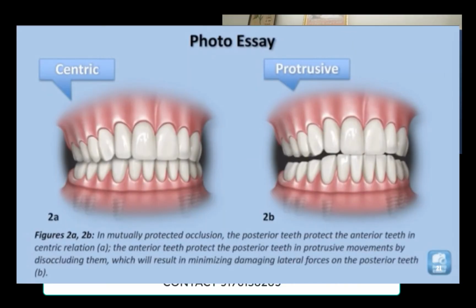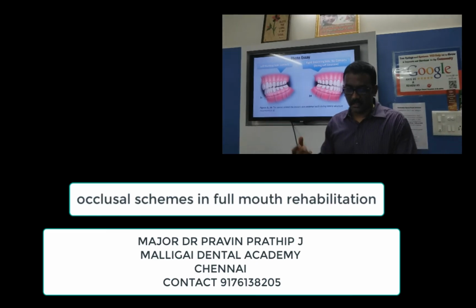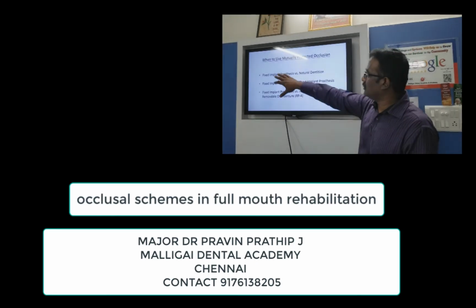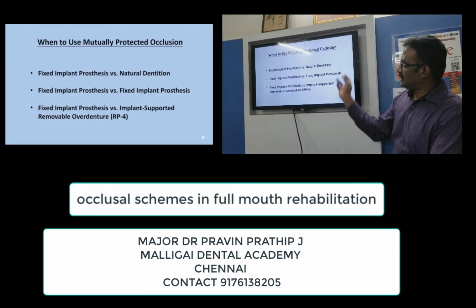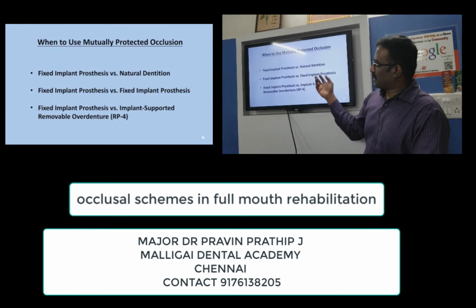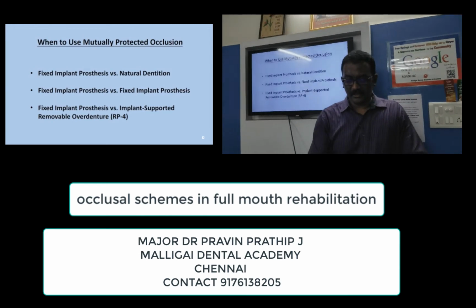If you look at the photo essay, you can see this is a normal centric. In protrusive, you can see the posteriors are not in contact. When the jaw is moved towards the left, the working side, you can see the left canine and canine are touching, and on the opposite side, the teeth are relieved. So this is canine guided occlusion, otherwise called mutually protected occlusion. When to use it, I told you: when you have a fixed prosthesis versus natural dentition, a fixed implant prosthesis versus fixed implant prosthesis, or a fixed implant prosthesis versus implant supported prosthesis, you can give this.